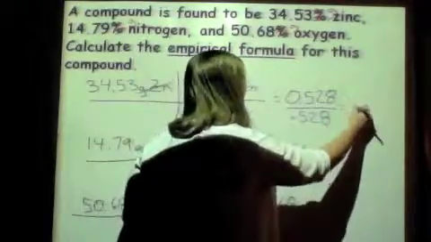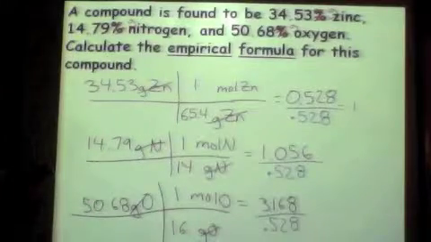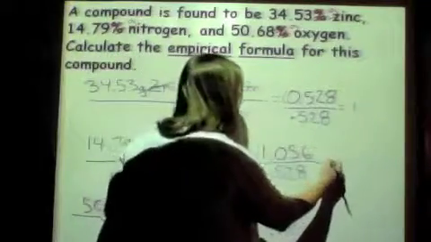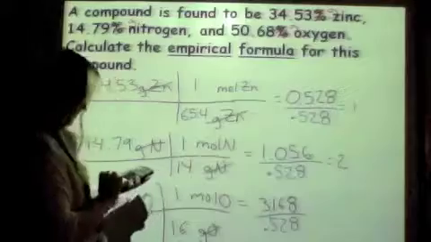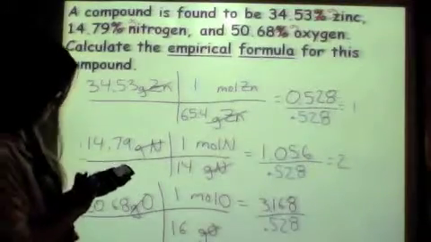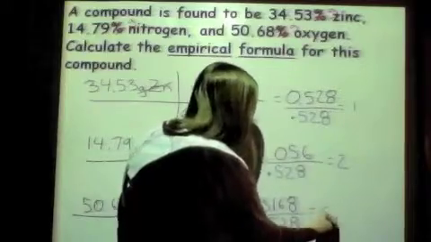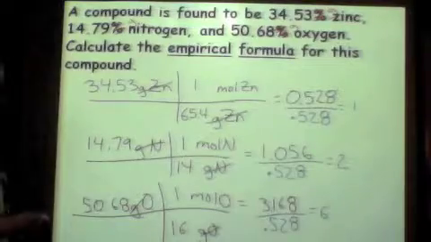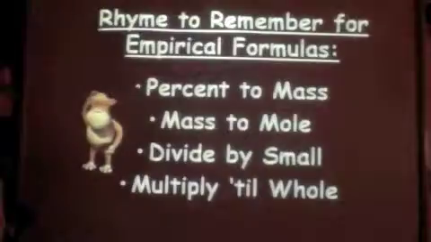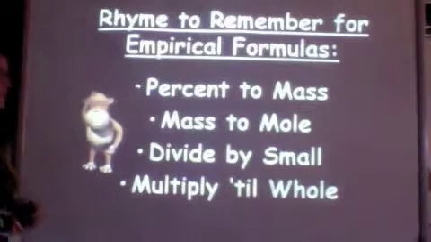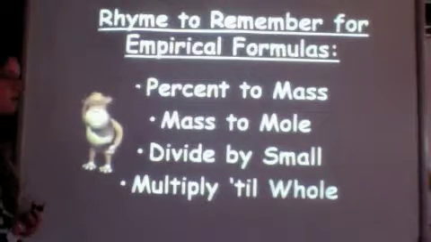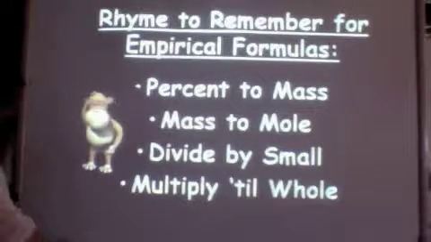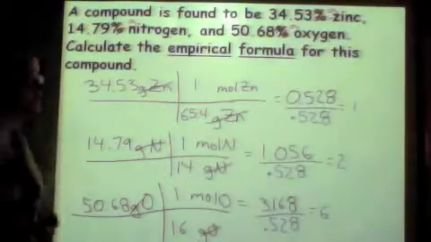So this one obviously is 1. Two. 6. Okay, that's step 3, divide by small. Now step 4, multiply till whole. This means the values that you got are not whole numbers. You're going to have to multiply them all by something in order to get them to be whole. In this case, we don't need to worry about step 4 because they're all whole numbers.